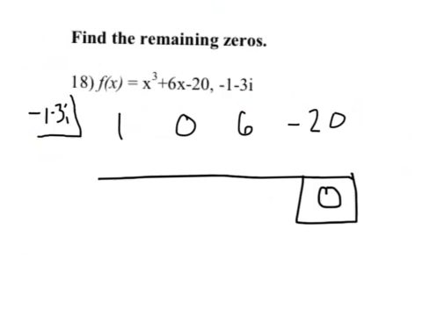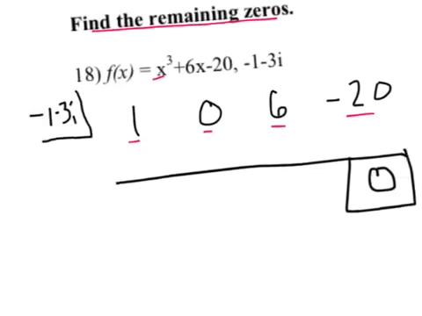Number 18 is the big, really hard one of this whole test. I'm setting up synthetic division. I'm finding the remaining zeros. I've got 1, I've got 0x squared, I've got 6x minus 20. I'm putting negative 1 minus 3i in the box. And we just got to go slow and make sure we do this right.